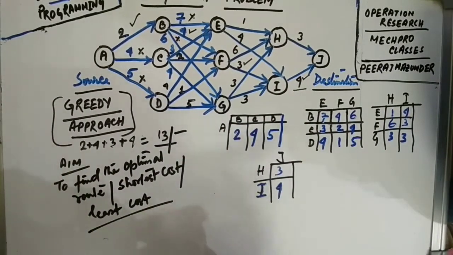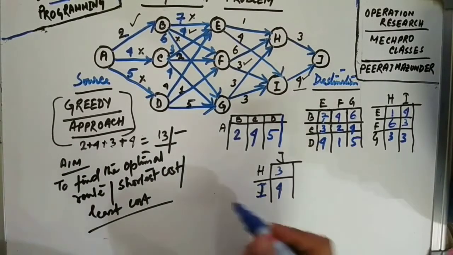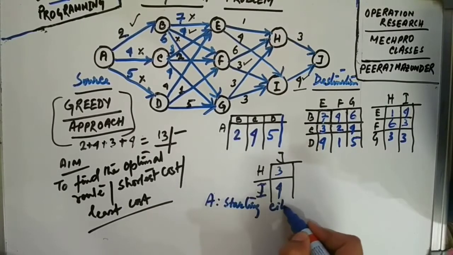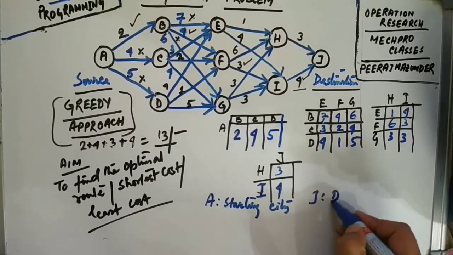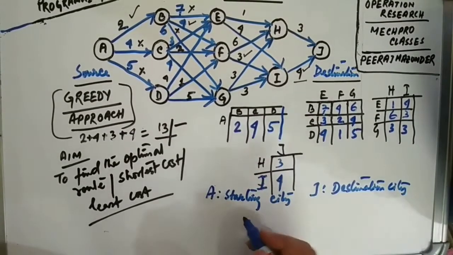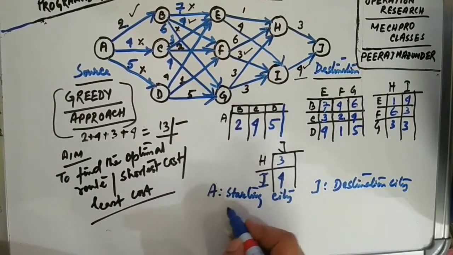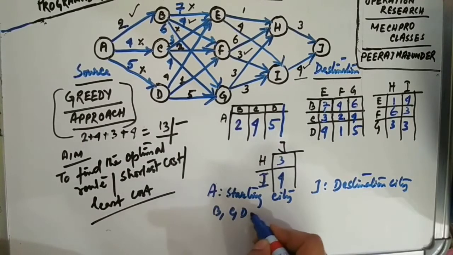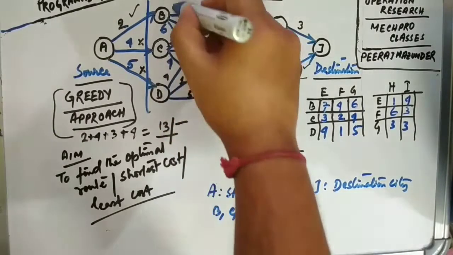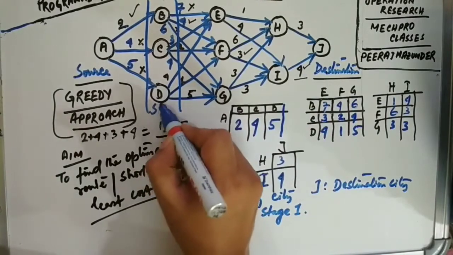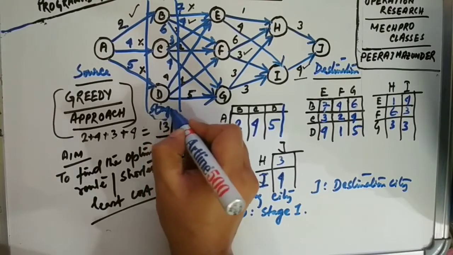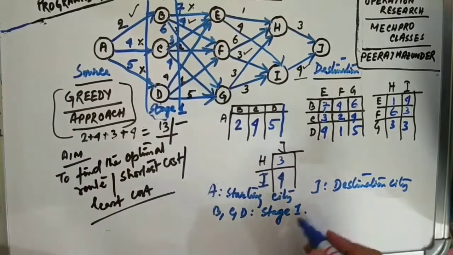Now we have to make, okay, you can say A is a starting city, and J is the destination city as well. Okay, now B, C, D, you can say stage 1 cities. This is stage 1, B, C, D, this one you can say is the stage 1. You can write it as stage 1.